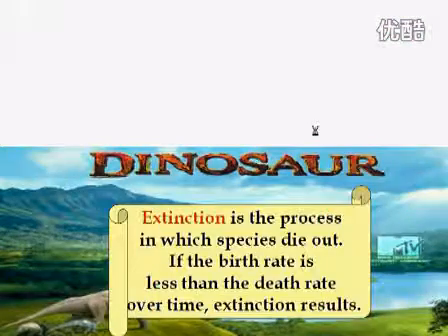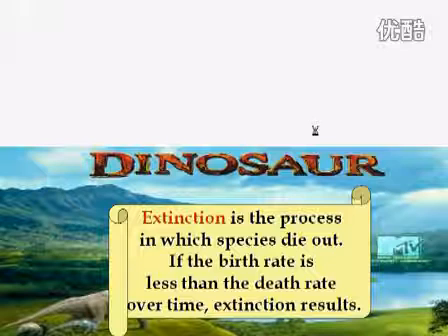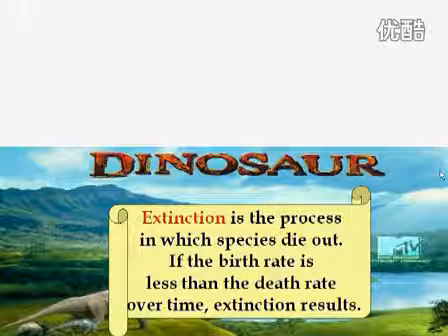Right? Okay. When we talk about dinosaur, I'd like to invite you to read a passage. It's on page 30, I remember. The title is Animal Extinction. Now, what is animal extinction? What is extinction? Now, extinction is a process in which species die out. If the birth rate is less than the death rate over a long period of time, extinction happens. So, can you figure out the meaning of extinction after reading the two sentences?